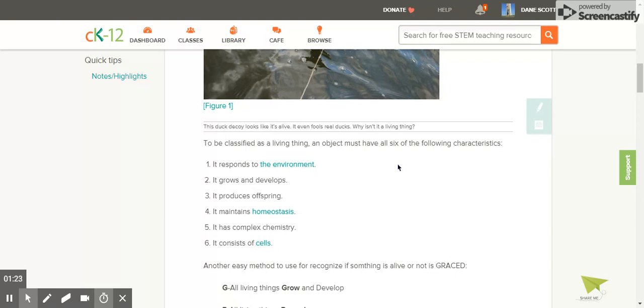Number 4, they maintain homeostasis. Homeostasis is maintaining an internal stable environment. This is you maintaining an internal body temperature, a fairly constant blood sugar level. Lots of ways we maintain homeostasis. Your heart rate is one of those ways we do that. Number 5, complex chemistry. We know this is metabolism, or all living things obtain and use energy. That's metabolism, or this chemistry idea in all living things. And number 6, all living things are made of cells.